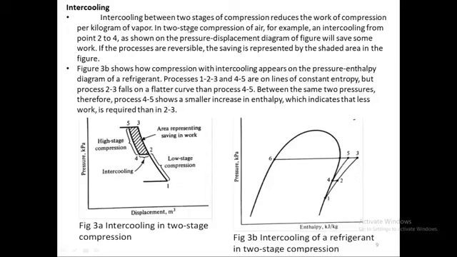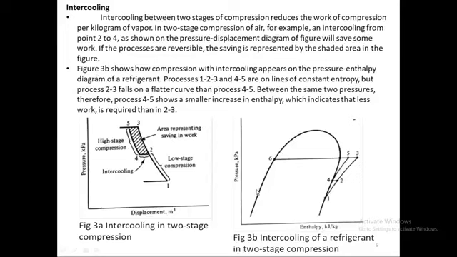So this is the same concept again: the intercooling idea. The intercooling between the two stages of compression reduces the work of compression per kilogram of vapor. In two-stage compression of air, for example, an intercooling from 0.2 to 0.4 as shown on the pressure diagram will save some work. This area represents the saving of the work.